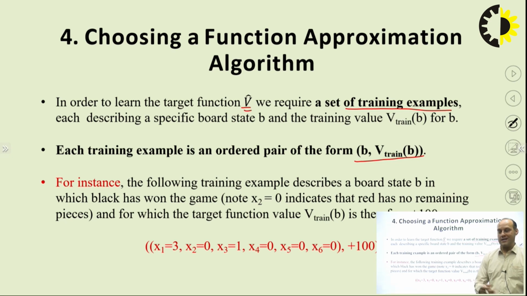So for example, I am taking a state where the training example describes the board state. For easy understanding, I have taken the state B in which black has won the game. There are two opponents, black and red. So I am considering that black has won the game. In this case, x2 is equal to 0, which indicates that red has no remaining pieces. All the pieces were down. And the target function V train B is therefore plus 100. So how do I define this state? x1 is equal to 3, x2 is equal to 0, x3 is equal to 1, x4 is equal to 0, x5 is equal to 0, x6 is equal to 0. These are the six features that I have represented before.